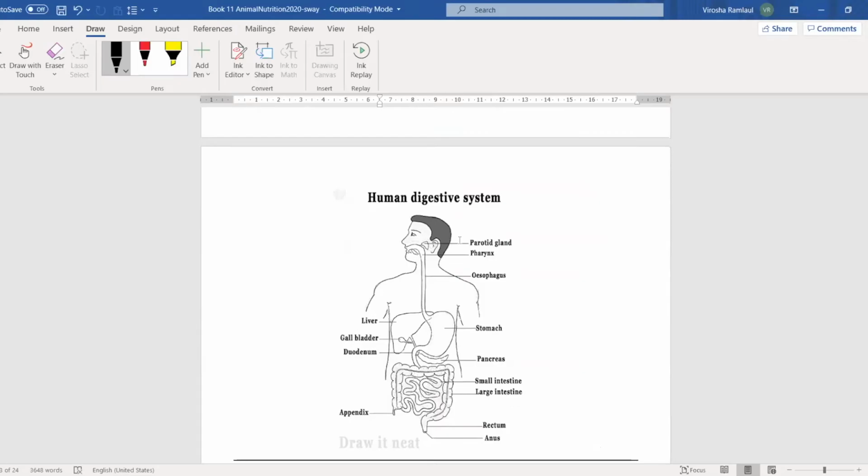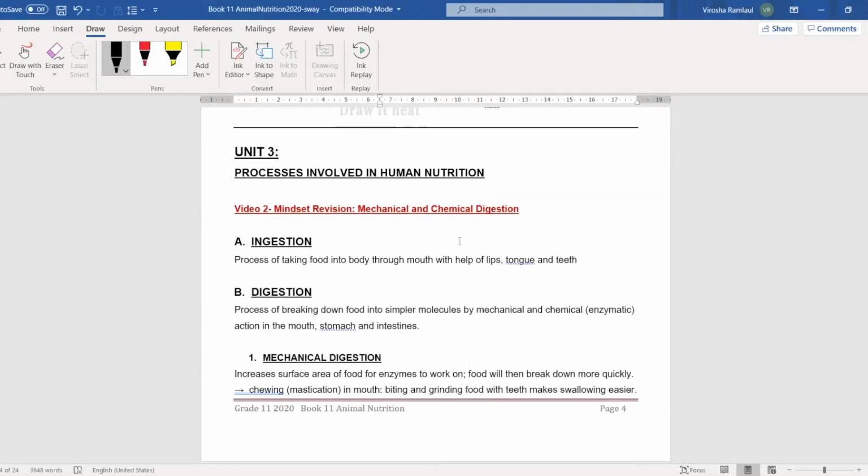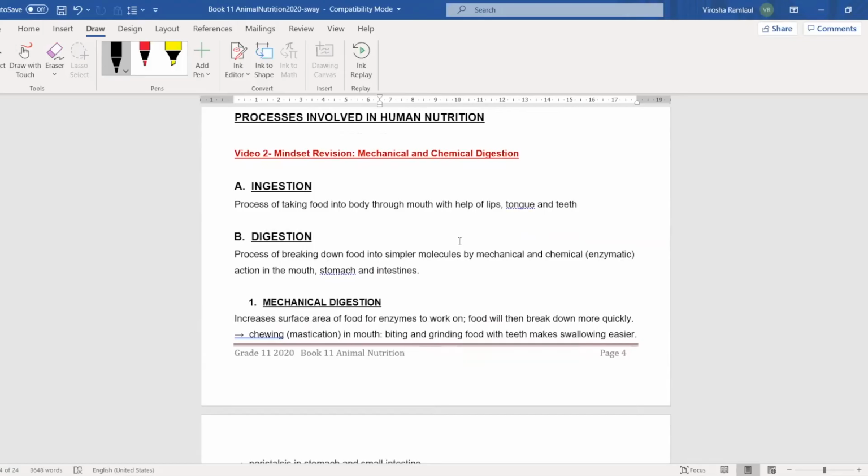Now let's look at the digestive system. Before we even talk about the system, let's look at the important terms you need to know. Ingestion is the taking in of food through the mouth. Digestion is when large molecules of food are broken down into simple, soluble substances so they can enter the cells. Mechanical digestion is when large molecules of food are broken into simple, soluble substances physically or mechanically.